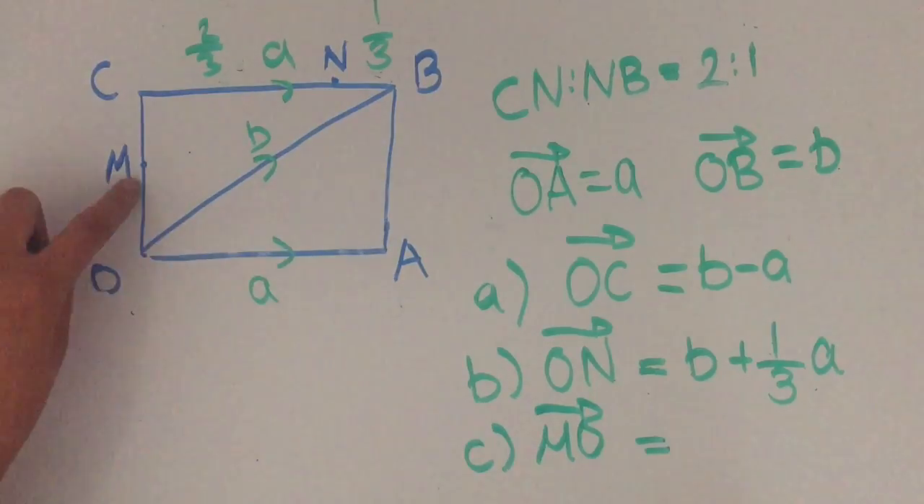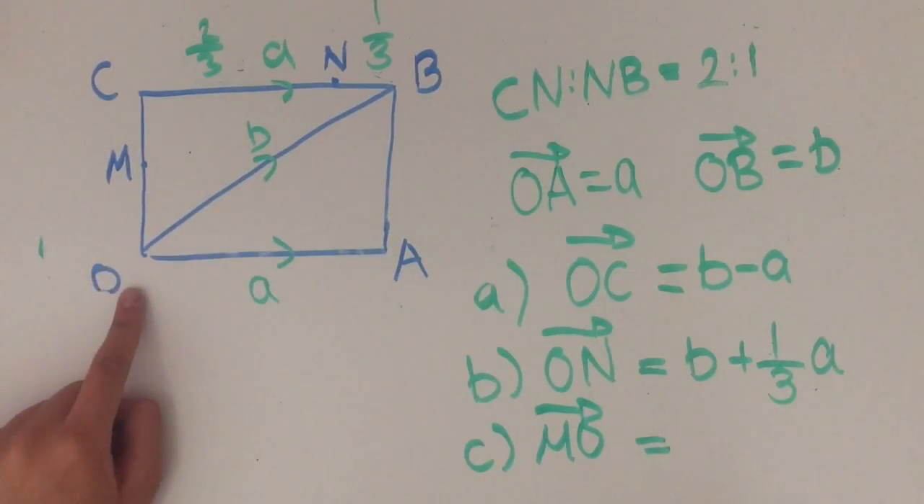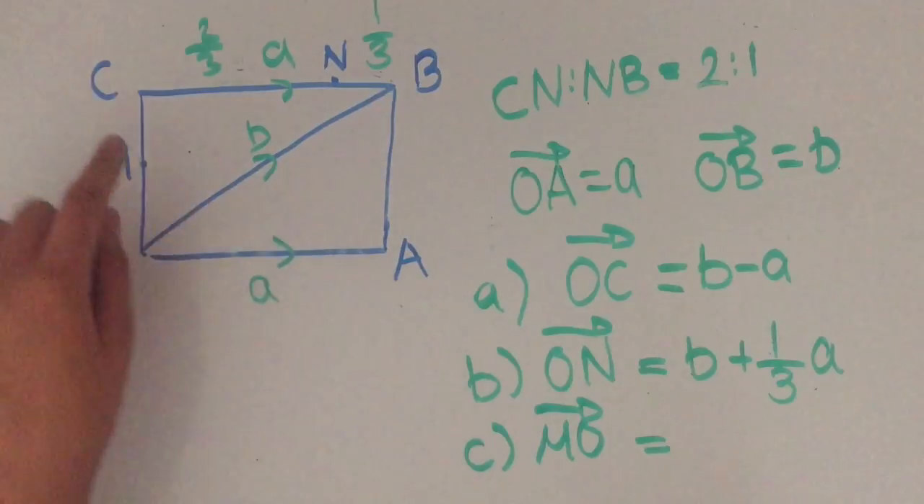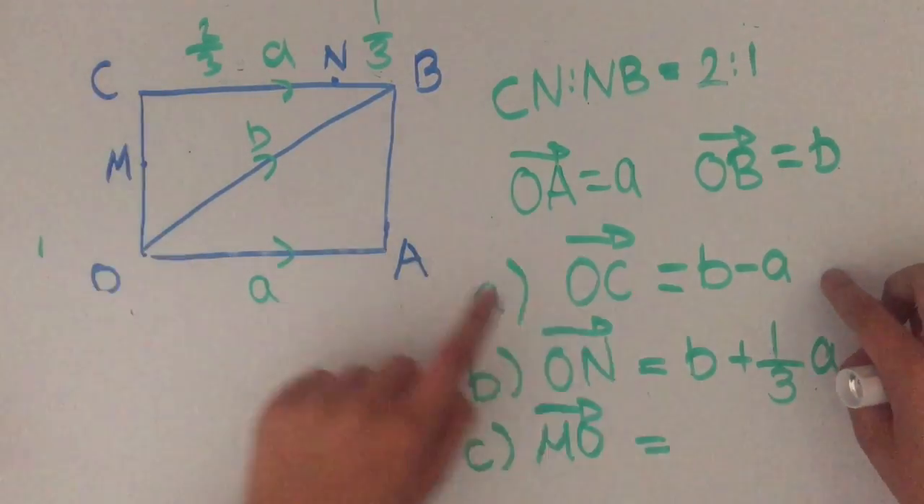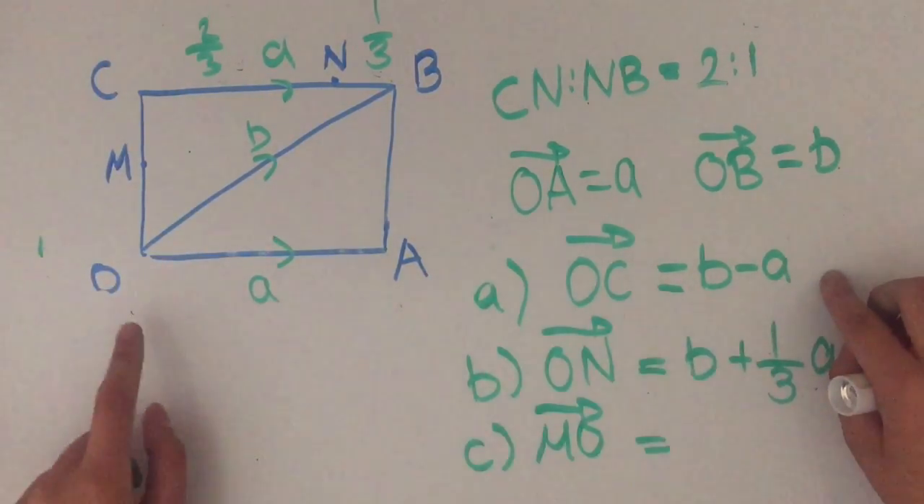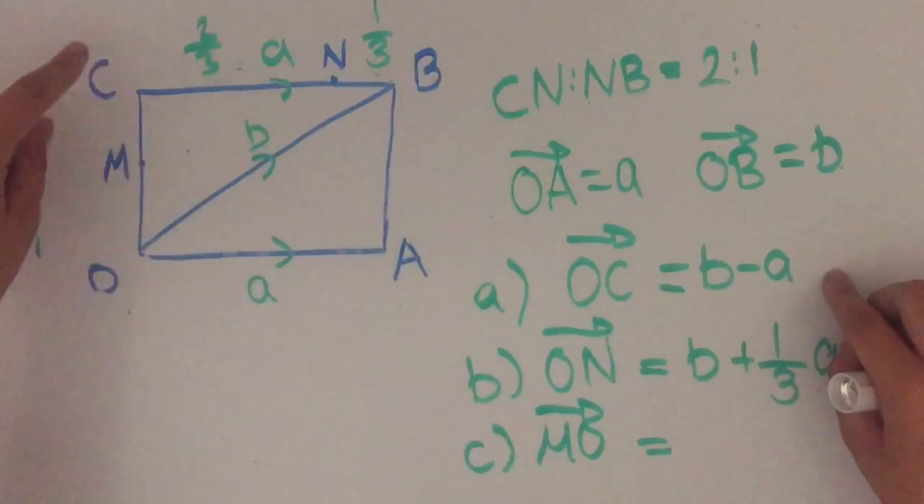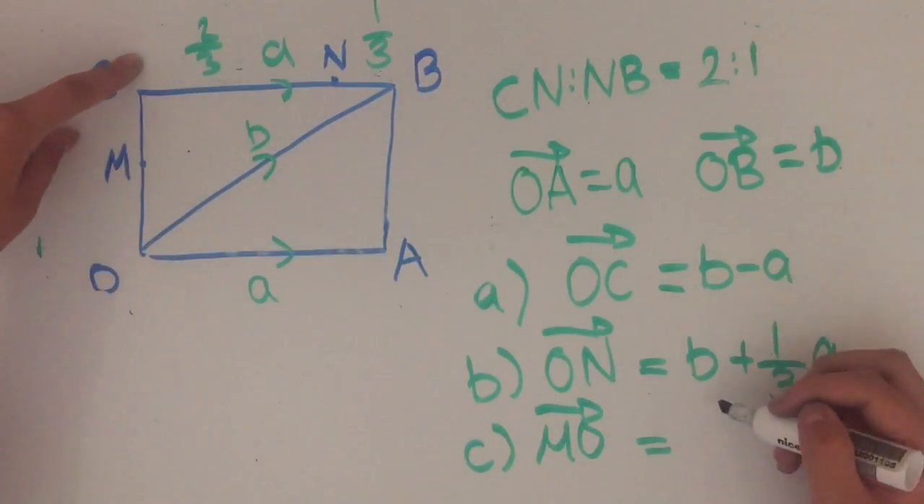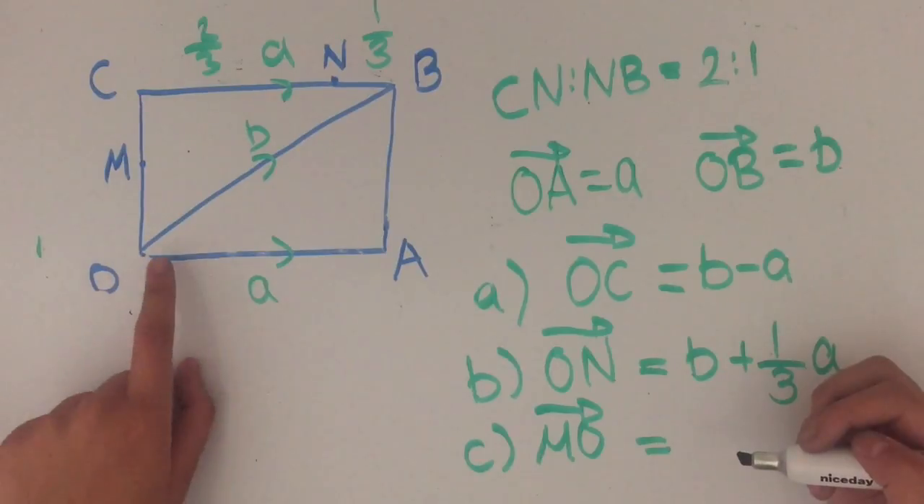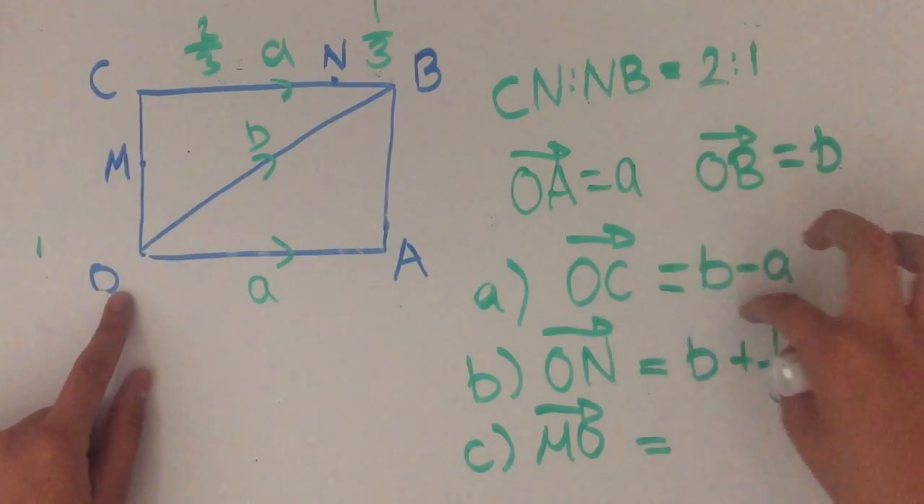MO is to get from M to O. From the first question we have found that OC is equal to B minus A. Therefore, to get from M to O, it's half of this.